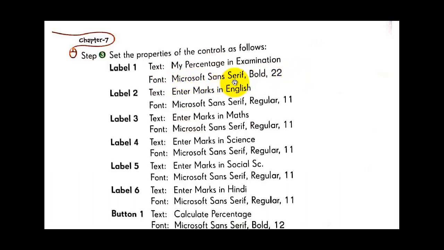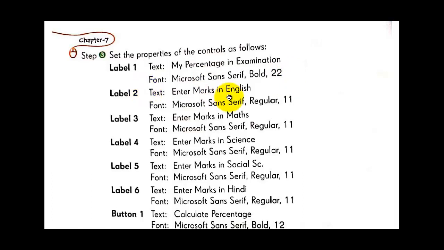Microsoft Sans Serif means this is a font face. This is a script of the text whichever you have chosen. And we are making the text bold. You can make it bold or regular also. So My Percentage in Marks is just like a topic, a heading, so we make it bold and a little bigger. That is the size of the text, we make it 22.